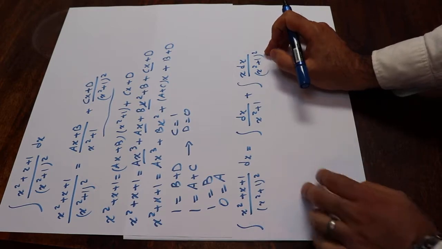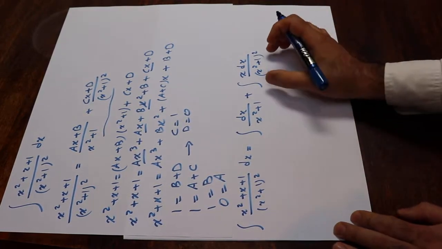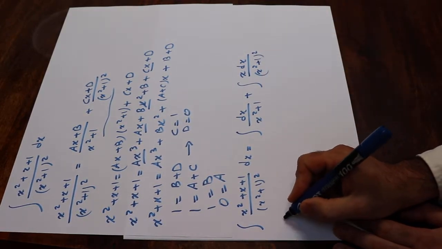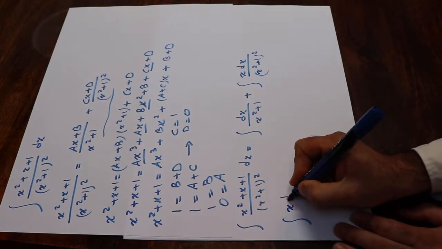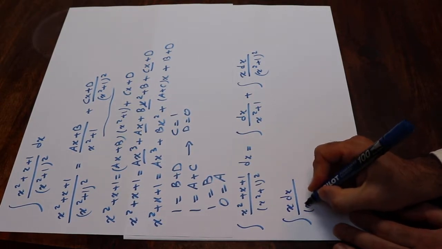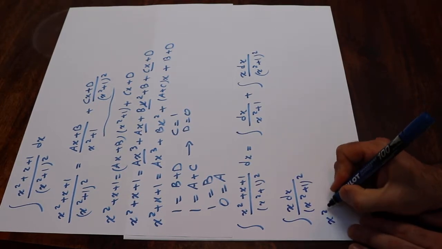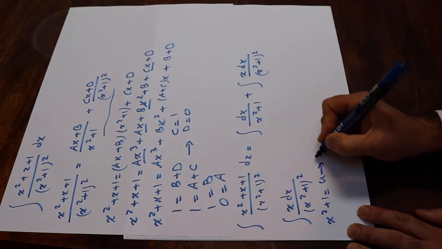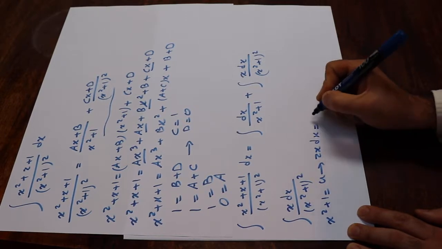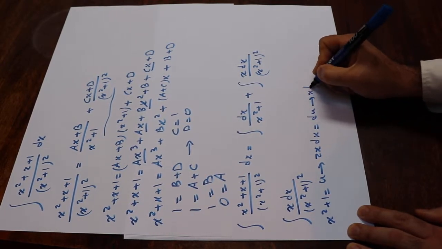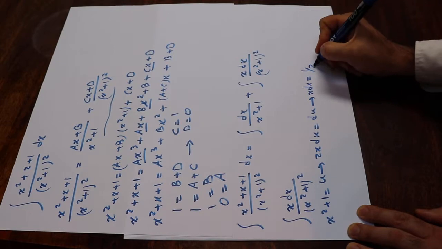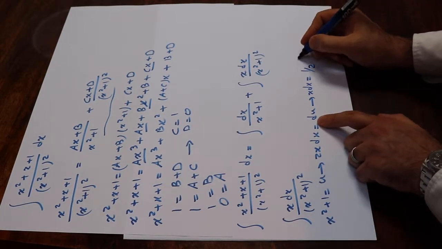use the substitution rule. So let's first calculate this integral, the integral of x dx divided by (x^2 + 1)^2. You can define x^2 + 1 as u, therefore 2x dx will be equal to du. In other words, x dx will be equal to 1/2 du.